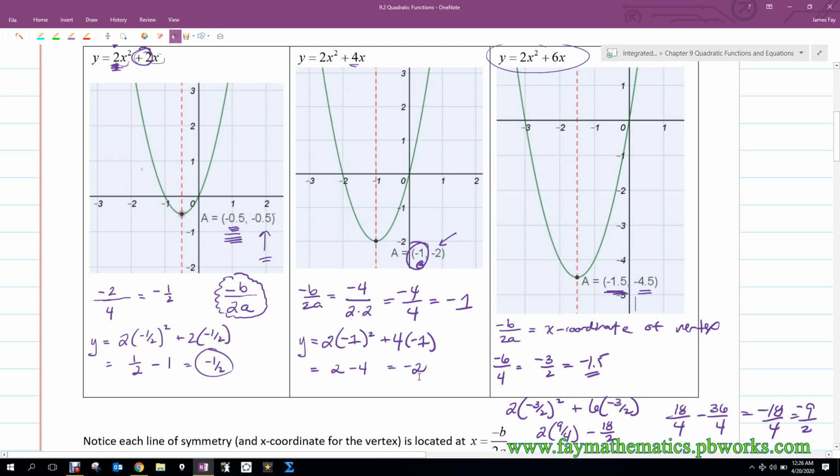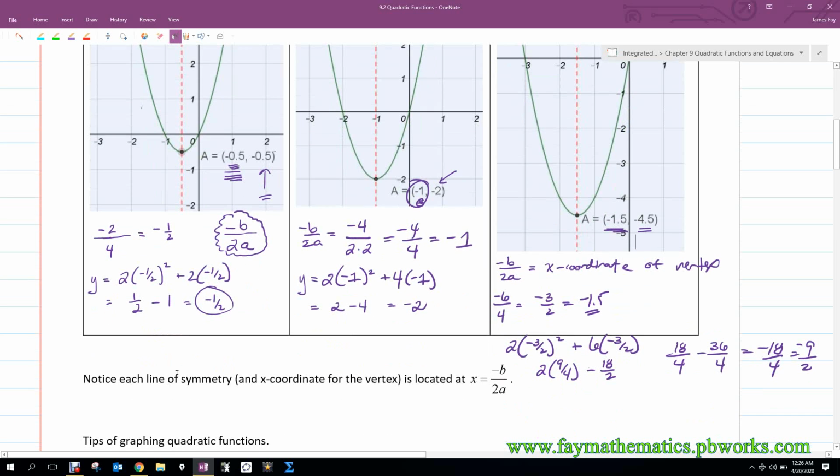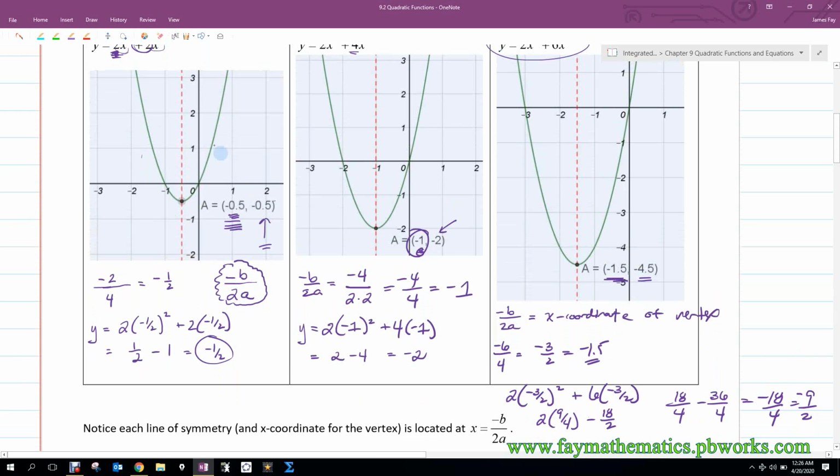So continuing the notes through, we see it says, notice each line of symmetry and the x-coordinate of the vertex is located at the opposite of b over 2a. Okay, so that's something to talk about. Remember, this red dotted line here is the axis of symmetry, meaning that is the line that we would fold on for that green portion to land on that purple portion. There's some symmetry there.